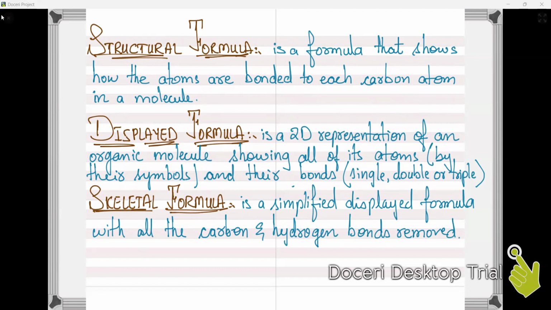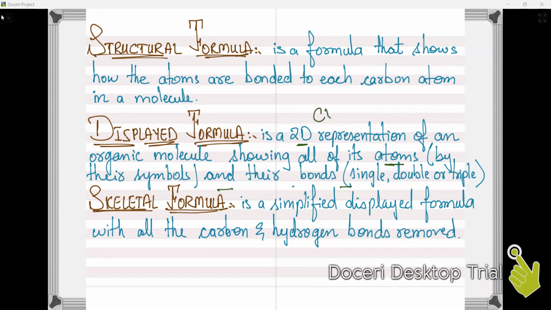All right. Then comes the displayed formula. Now, what is the displayed formula? The displayed formula is basically a 2D representation of an organic molecule. This is generally related to organic molecules, showing all of its atoms by their symbols and their bonds. It can be a single bond, it can be a double bond, a triple bond. It can be this.